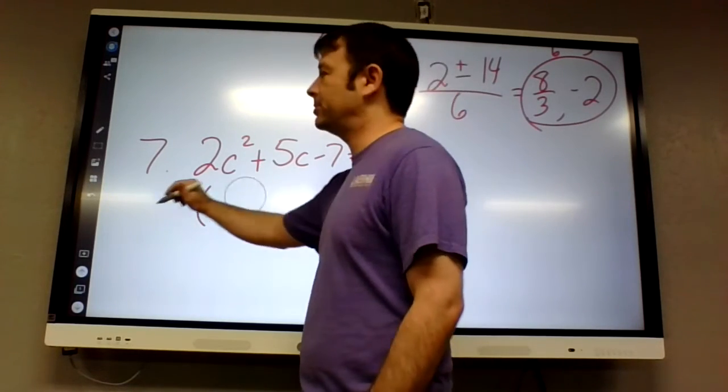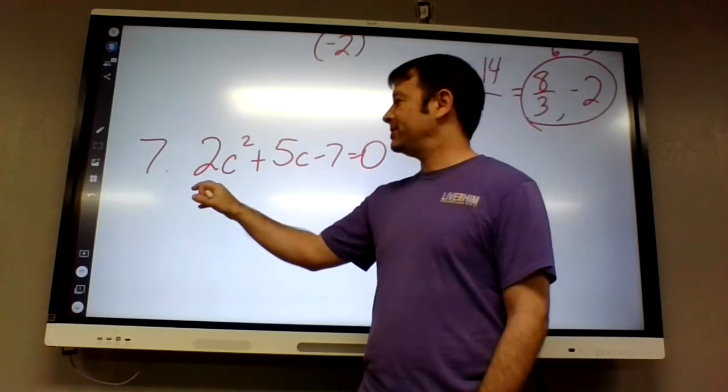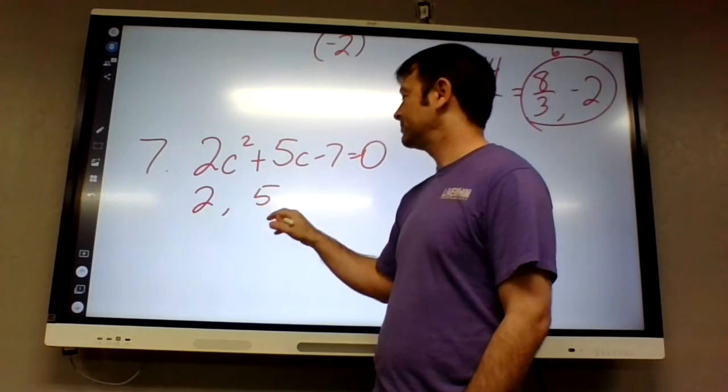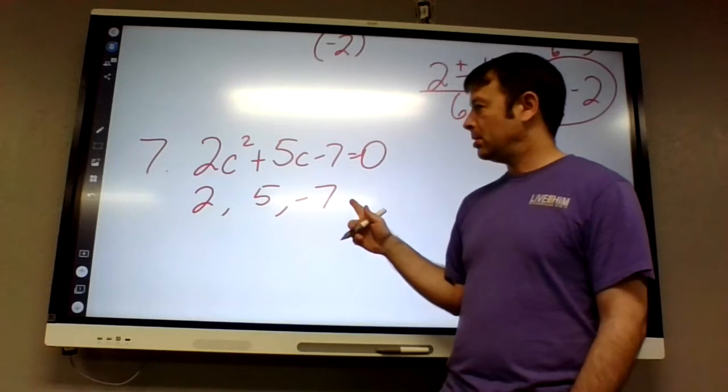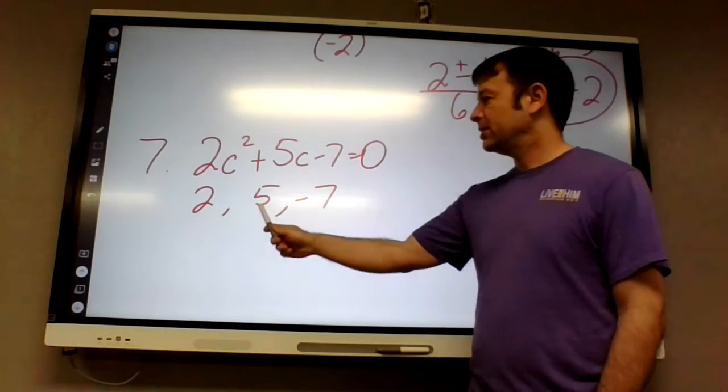Oh, whoops. What am I doing? Bad habit. All right, what's my A, B, and C? 2, 5, 7. Oh, so good, Jaden. Thank you. All right. So what's my negative B going to be? 2. Negative 5.